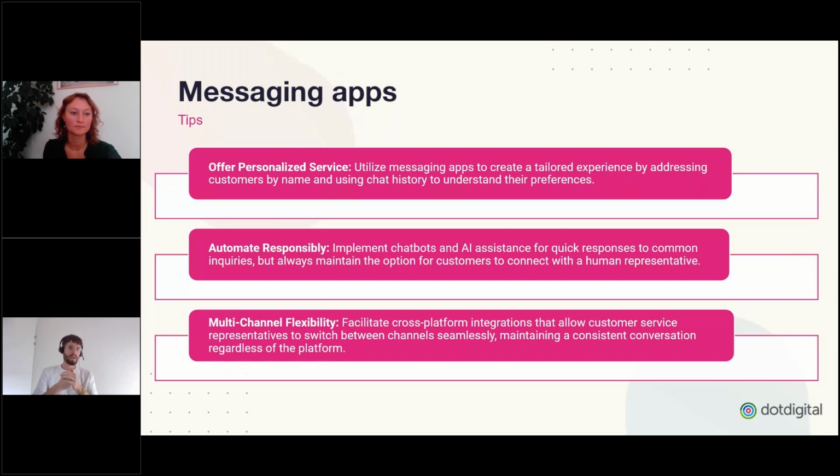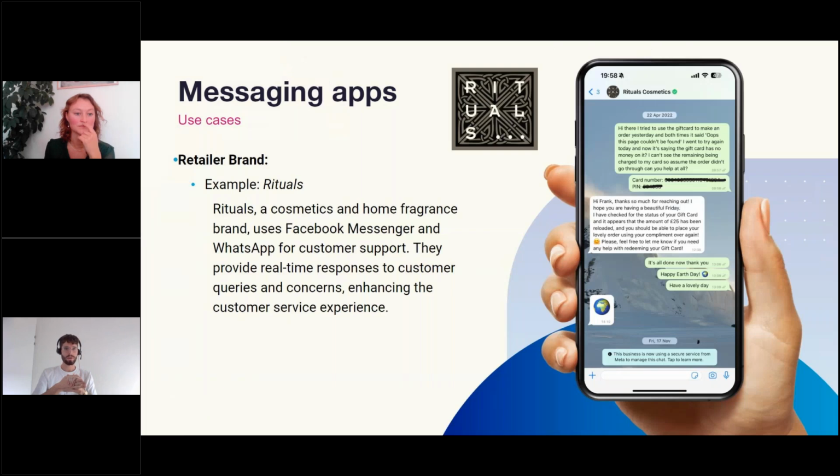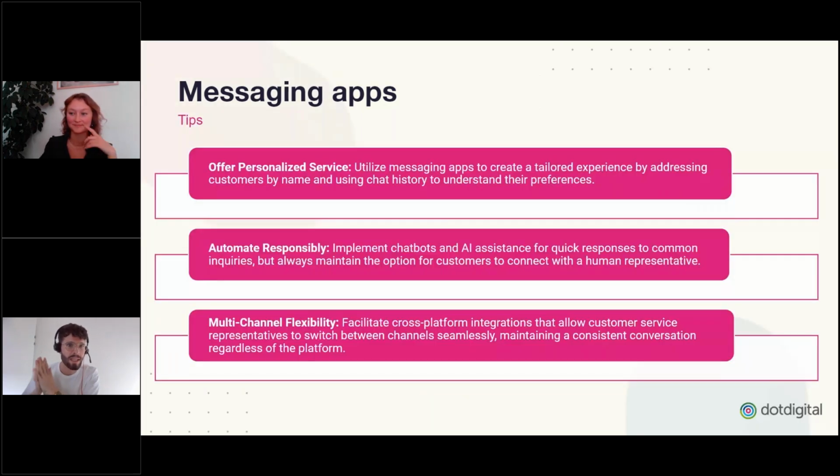Automate responsibly is another one. It's very appealing to start with chatbots and AI so that you don't have to do all of this yourselves. But it's very important to think about the time where you want the customer to be switched over to a support agent, to a human representative. And then multi-channel flexibility. Cross-channel platform integrations that allow customer service representatives to switch between channels seamlessly is very important, obviously, again, to maintain that consistency in your conversations, regardless of the platform.